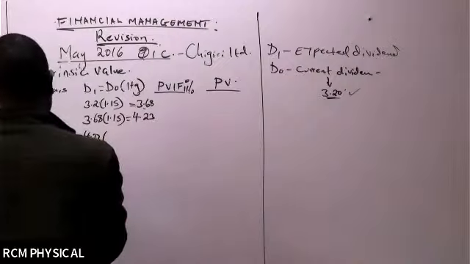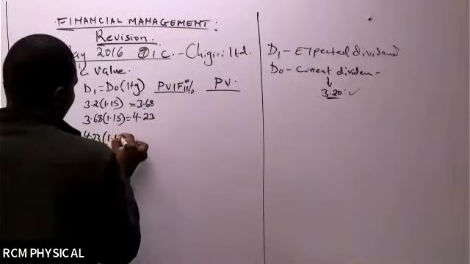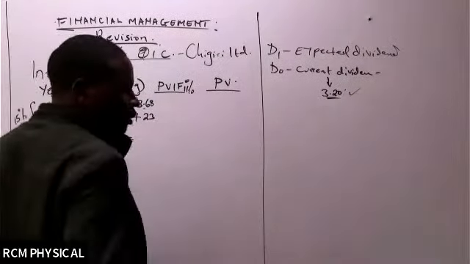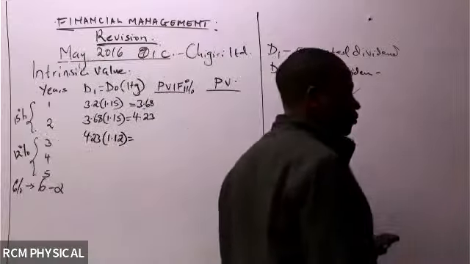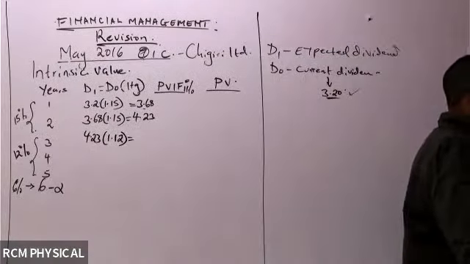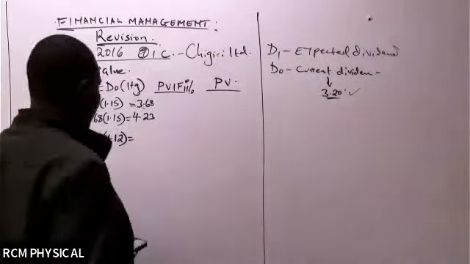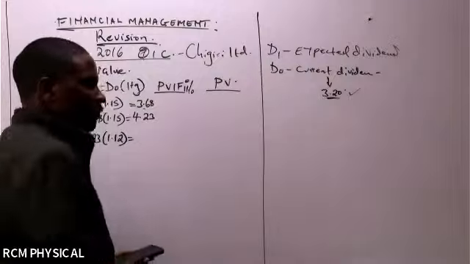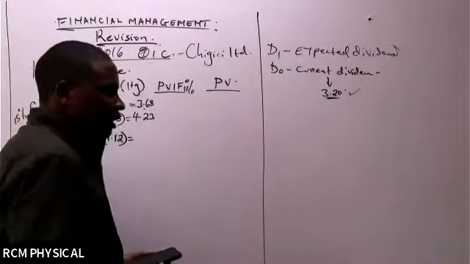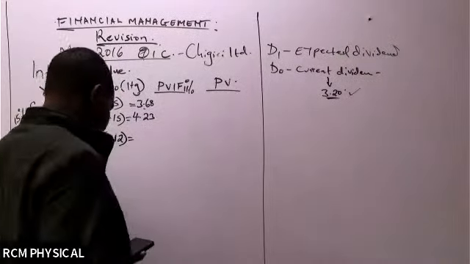Now it is growing at a rate of 12%, so 1.12. So now for that year, it is growing at a rate of 12%. So what will be our value here?